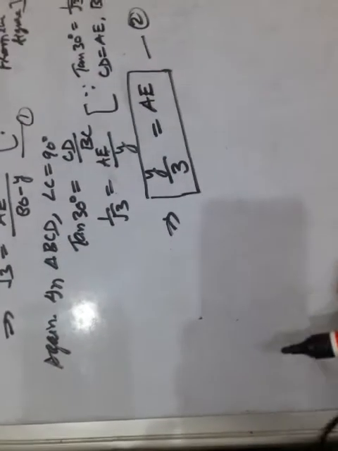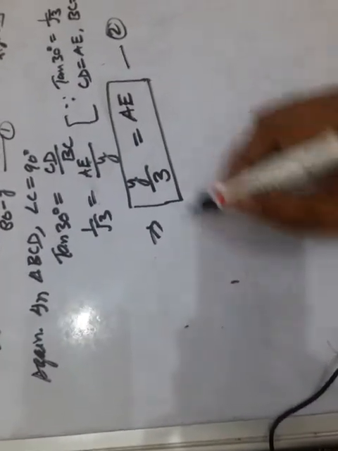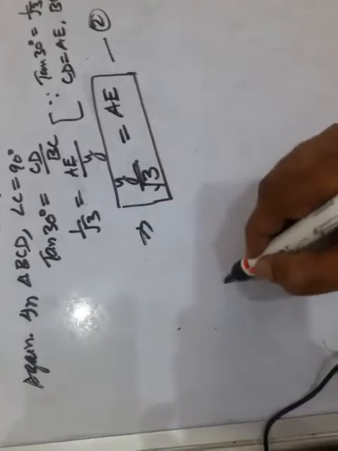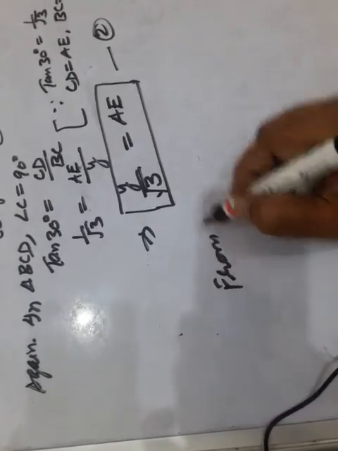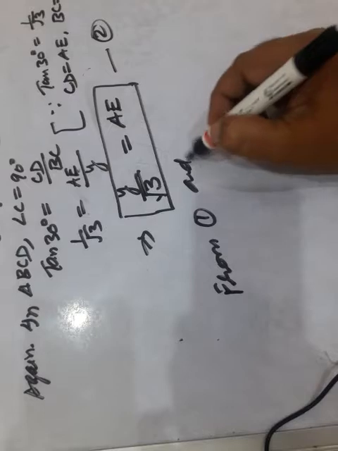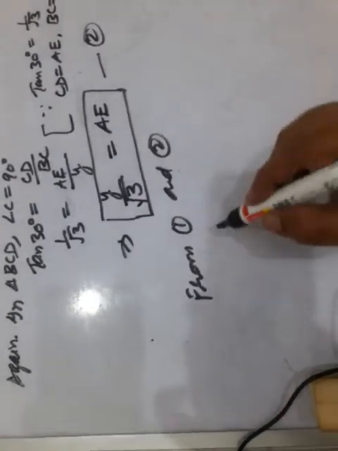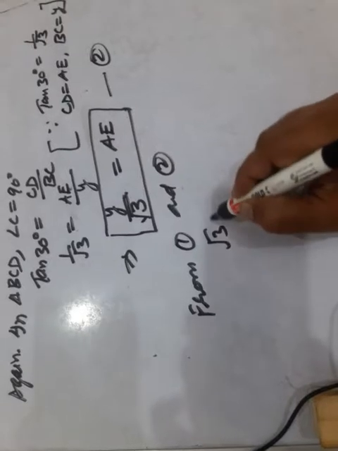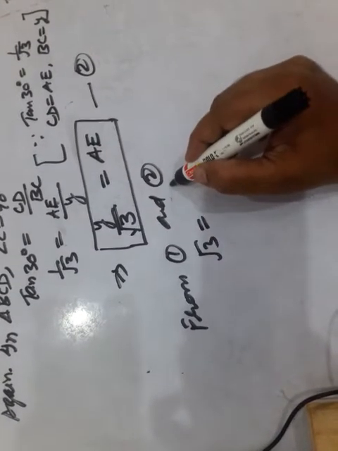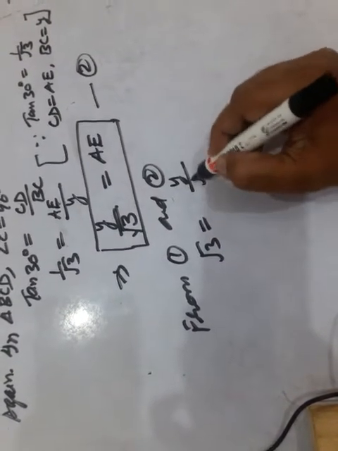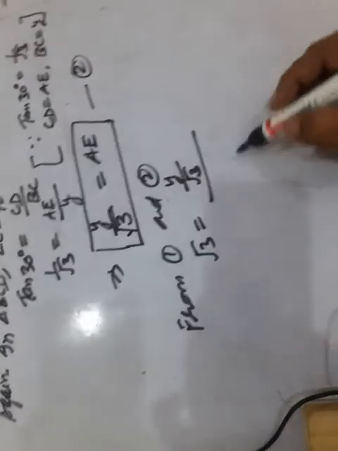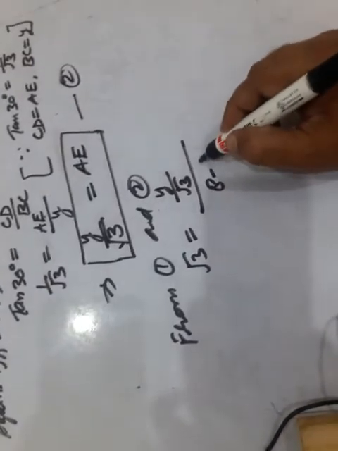Right, from 1 and 2. Let us take Y upon root 3. Okay, from 1 and 2, what do we see? That is root 3 equals AE equals Y upon root 3 upon 80 minus Y.